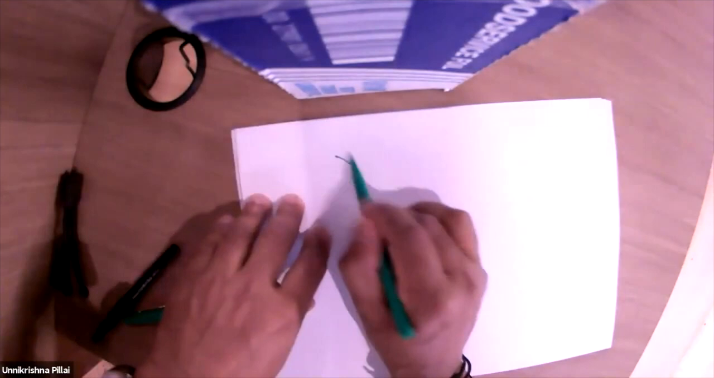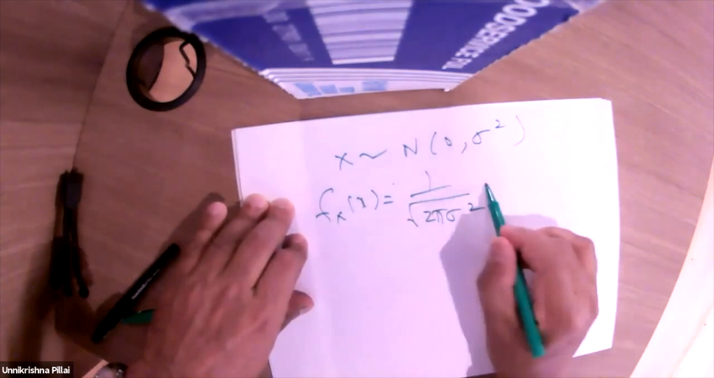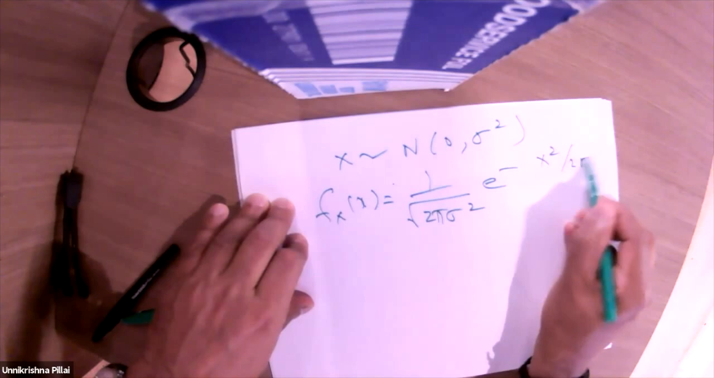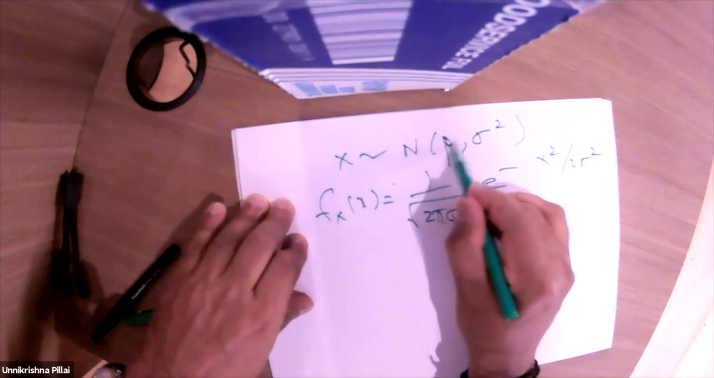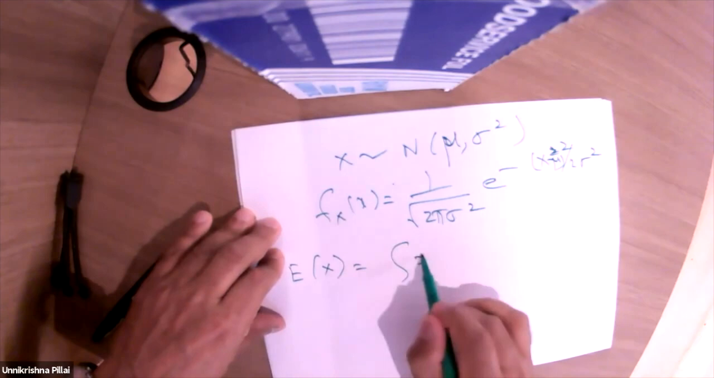So let's say X is a Gaussian random variable with the density function, the zero mean normal: 1 over the square root of 2 pi sigma squared, e raised to minus X squared over 2 sigma squared. Or let me put here mu, and then we'll see what's the meaning of those two. So this will be X minus mu the whole squared. So let me try to find the expected value of X. That's X multiplied by f_X(x).